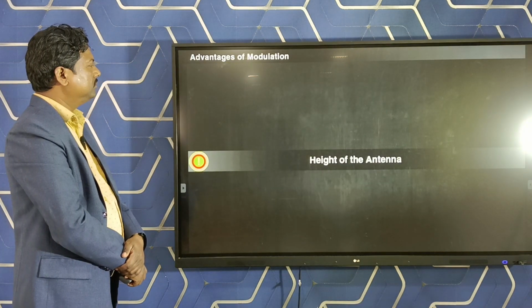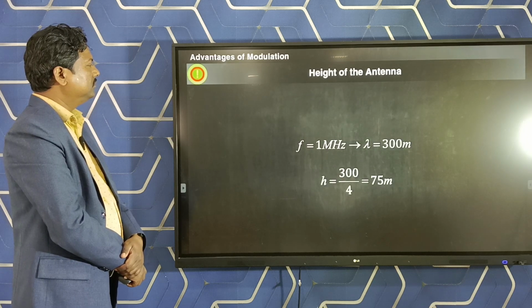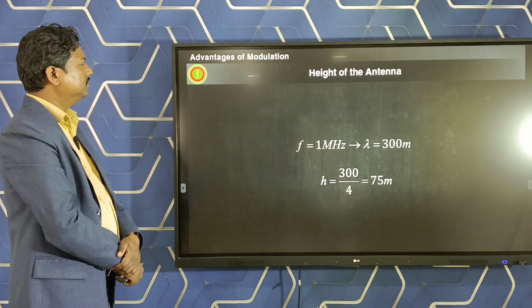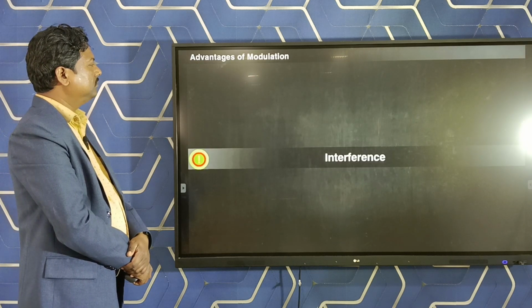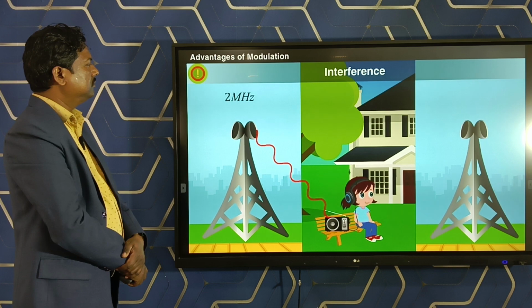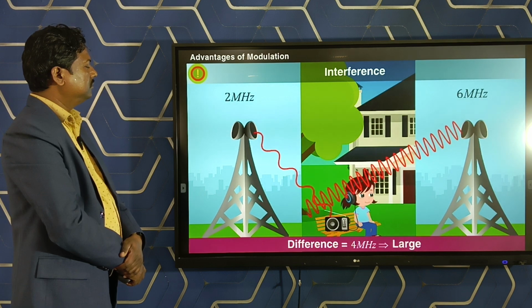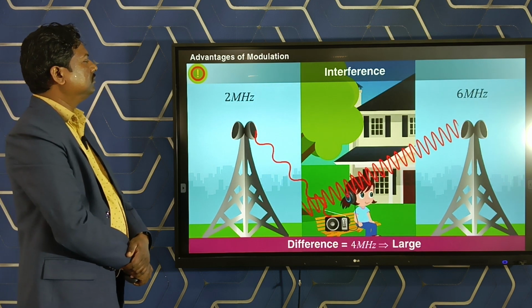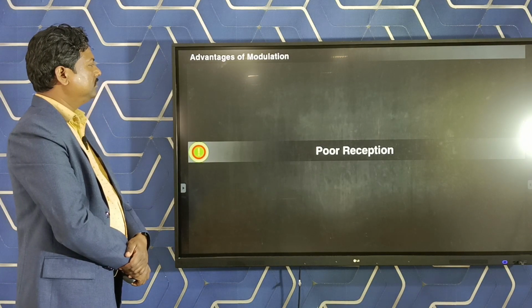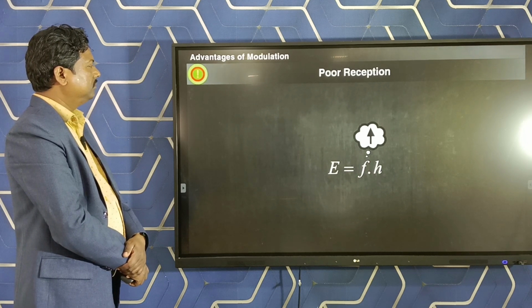To overcome the problem of antenna height, if a high frequency signal of 1 MHz is used, the height of the antenna will be around 75 meters, which can be achieved practically. To overcome interference, if the stations transmit high frequency signals like 2 MHz and 6 MHz, then their difference will be high, that is 4 MHz, and thus the waves will not mix with each other. To overcome the problem of poor reception, if the frequency of the signal is high, automatically the energy of the signal will also be high, and hence we can obtain a good quality signal at the receiving end.